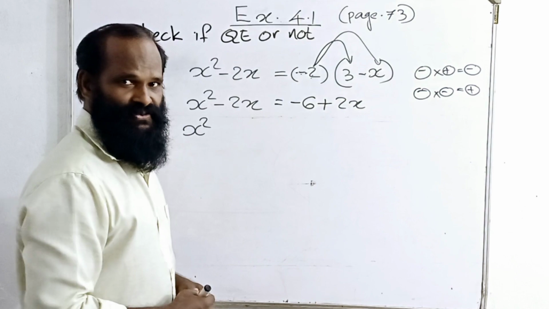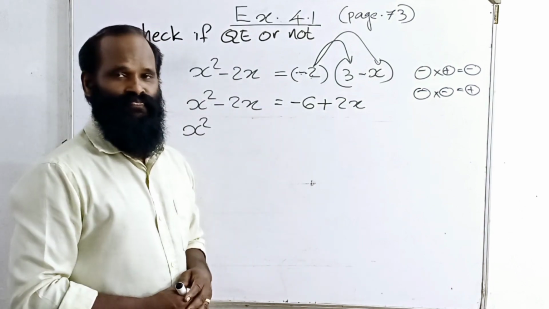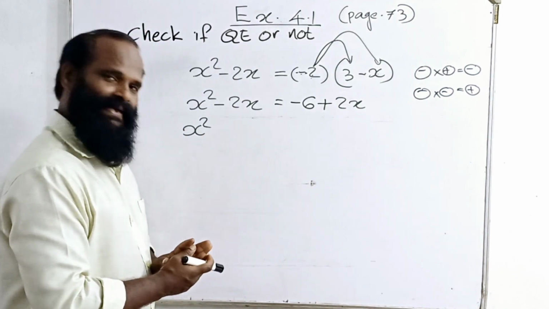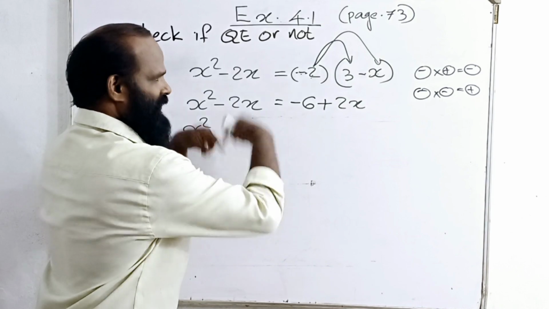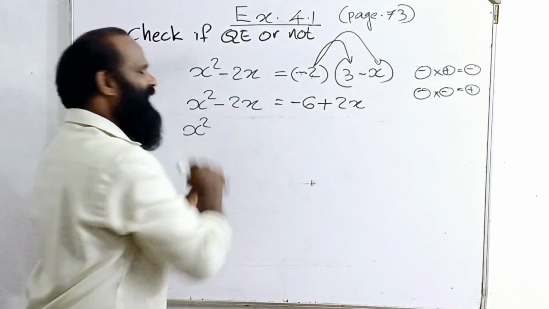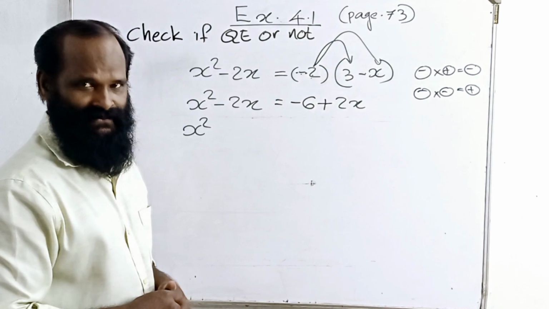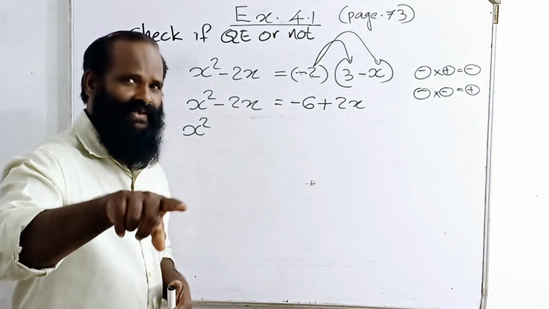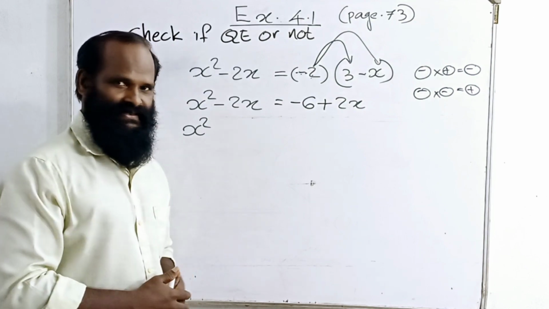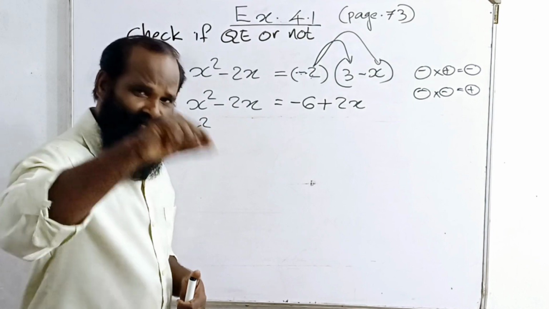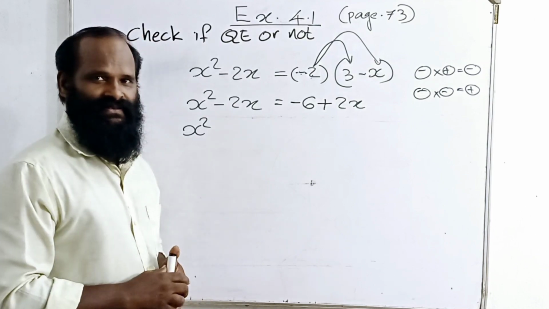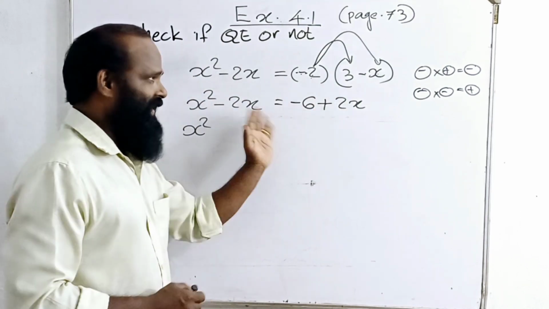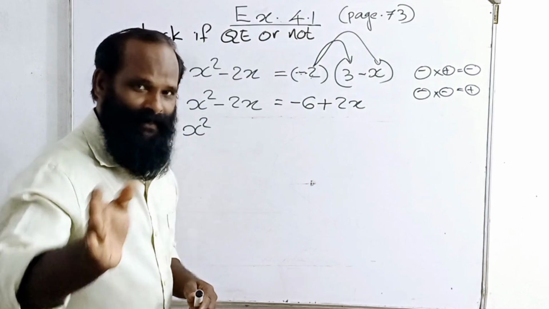In the previous question we saw 2x and 2x. Same terms, same sign, different sides. They can be cancelled. Keep in mind, same term, same sign, different sides can be cancelled. But same term, different signs, different sides cannot be cancelled.